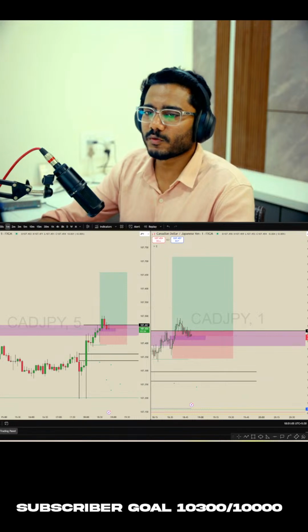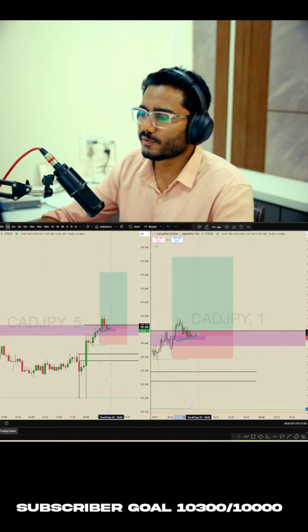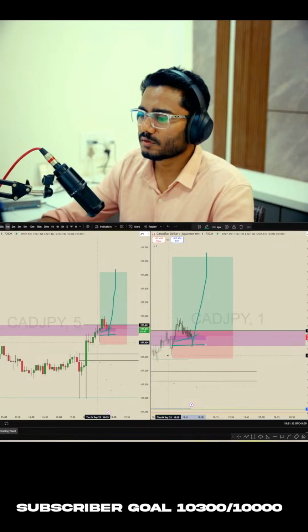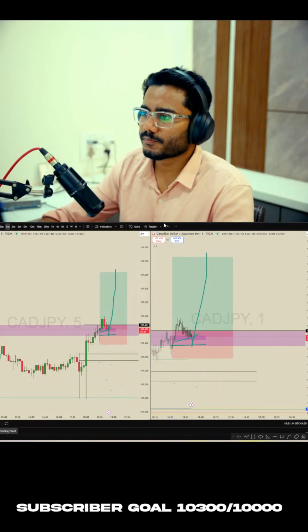There will be another liquidity sweep now. Price has created too much liquidity, so we can expect price to go down and tap from this order block, which is the origin order block.